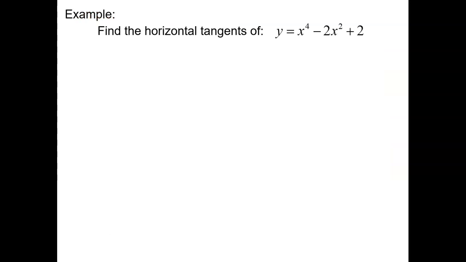What about if I asked you to find the horizontal tangent lines of this particular function? Notice this is the function I just found the derivative of. We found the derivative was 4x to the 3rd minus 4x. If I want you to find the horizontal tangent lines, that means I want you to find where the derivative is equal to 0, where the tangent line would be horizontal.